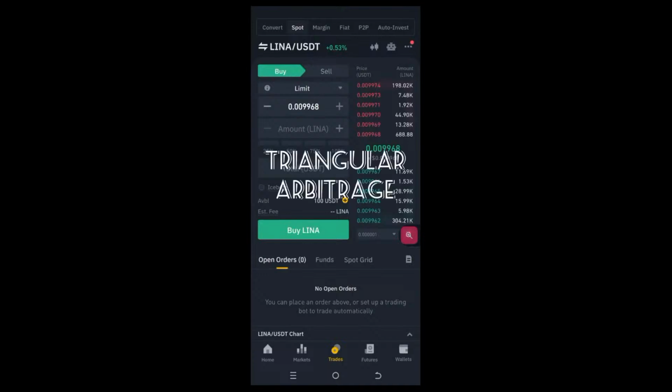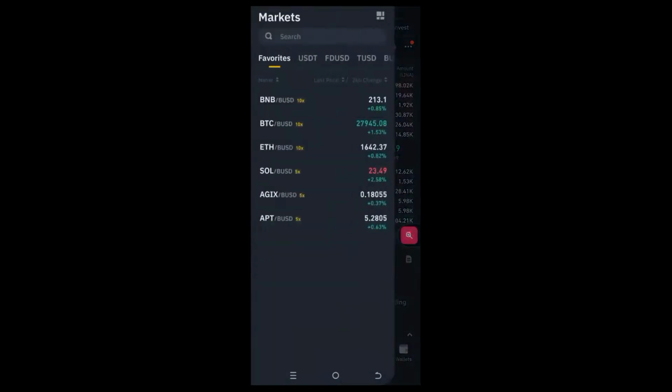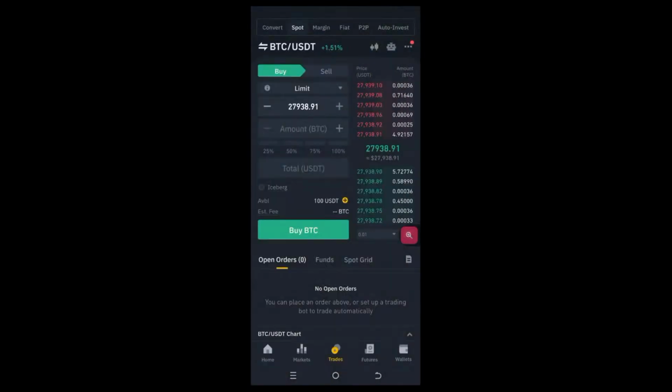By the way, this is triangular arbitrage. Let's go ahead and see this. I'm just going to put this in here and see. Oh, $1.67. Not bad at all. 1.67%. Let's go. So first off, let's make this snappy. I just hope nothing is going to change in between. You know how these things are. You got to move with speed.